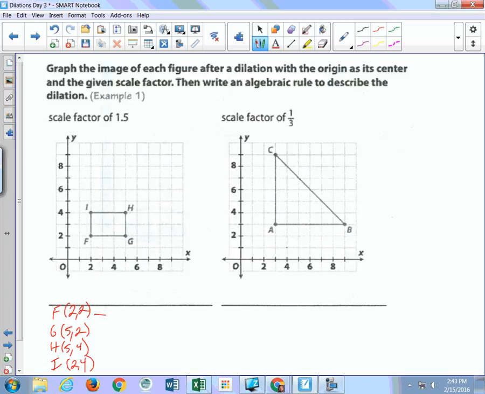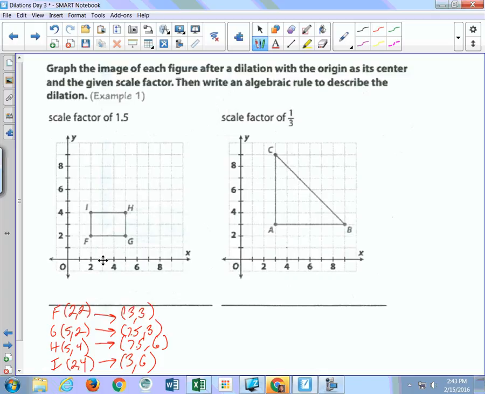Okay. So now we're going to take our scale factor 1.5, multiply times each x and y, and get our new point. 1.5 times 2 is 3, so that's 3, 3. 5 times 1.5 is 7.5, so that's 7.5, 3. And the next one, that's 7.5 again. 4 times 1.5 is 6. And then 2 times 1.5 is 3 again, and 4 times 1.5 is 6. So we have our 4 new coordinates, and so we're going to plot those.